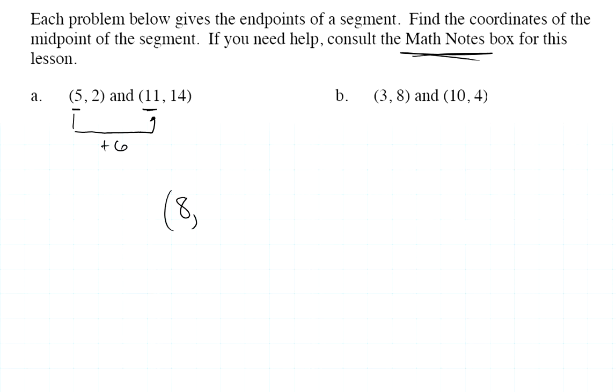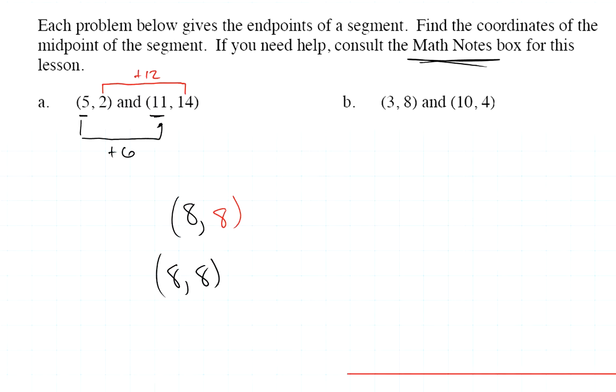Same thing, I could look at the y's. Y is starting at 2 and going all the way to 14, which is an increase of 12 units. And if I'm trying to find the midpoint halfway between those two, I'm going to only add 6 units to it. And 6 plus 2 is 8. So it looks like my solution is 8, 8.